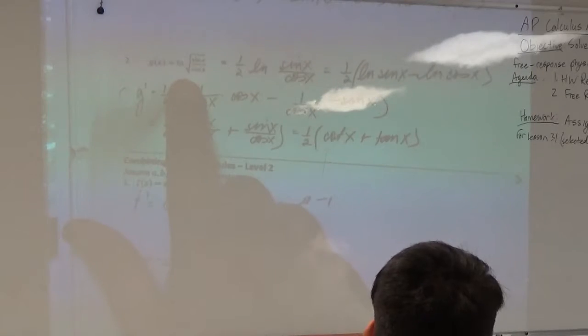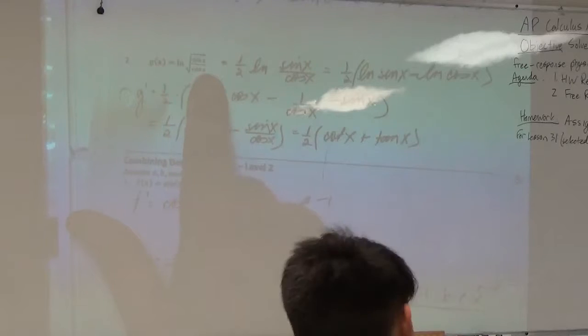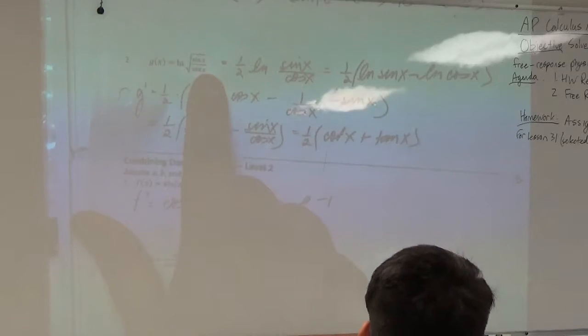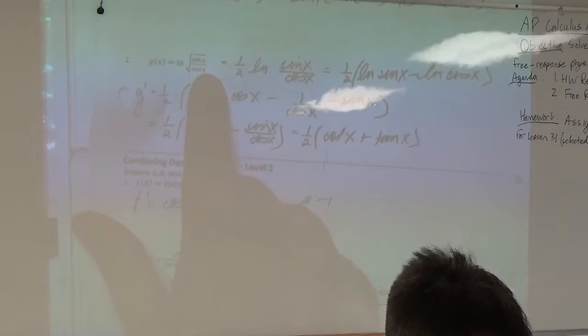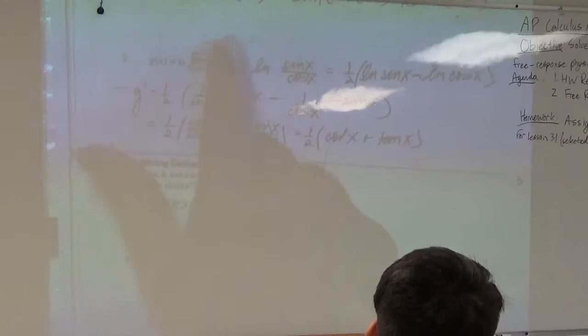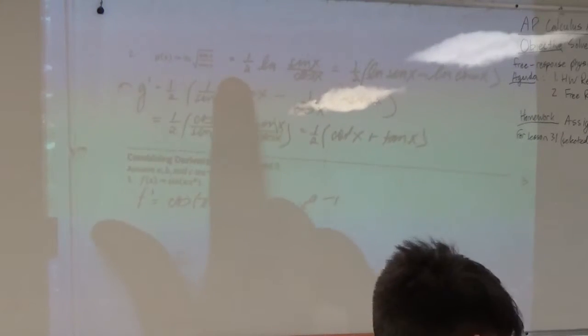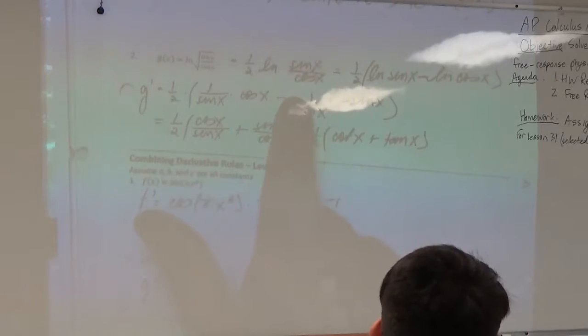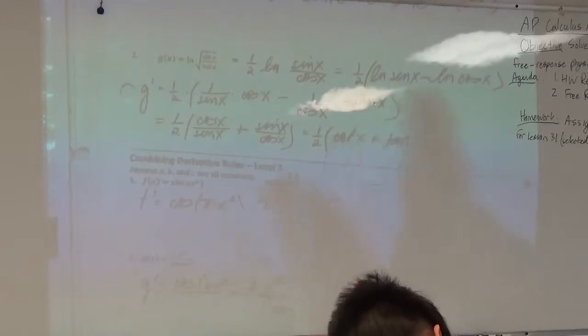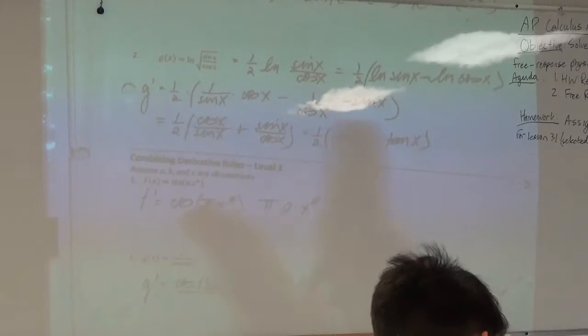I would also hope that you'd rewrite natural log square root of stuff. You'd think about that p in front of the log property. So you've got stuff to the half power, bring the half down in front. So my answer is 1/2 natural log sine of x over cosine of x, and then I use my log properties. And then I just did my stuff.